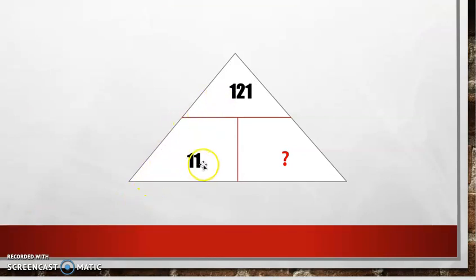Do you know your 11 times table? 11 times what will give me 121? So write it also in your notebook. Brilliant.